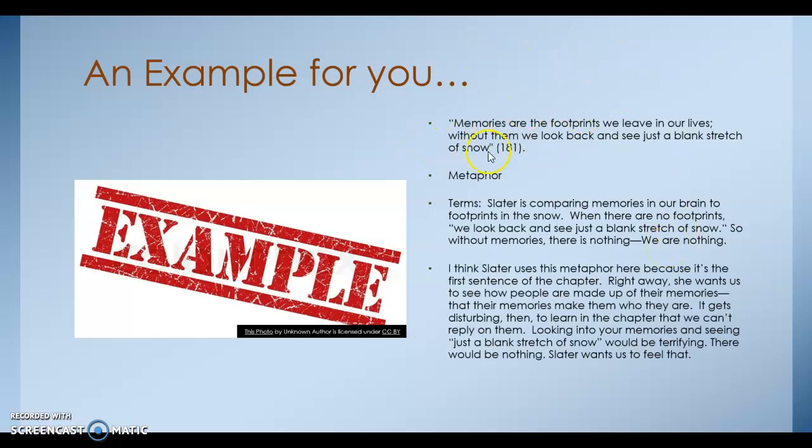So you can see I typed out the quote. I told you what type of figurative language it was. I explained the terms, what's being compared to what, and now I'm going to talk about why she uses it. I think Slater uses this metaphor here because it's the first sentence of the chapter. Right away, she wants us to see how people are made up of their memories, that their memories make them who they are. It gets disturbing then to learn in the chapter that we can't rely on them. Looking into your memories and seeing just a blank stretch of snow would be terrifying. That would be nothing. Slater wants us to feel that.